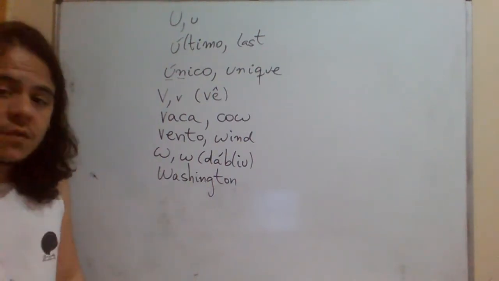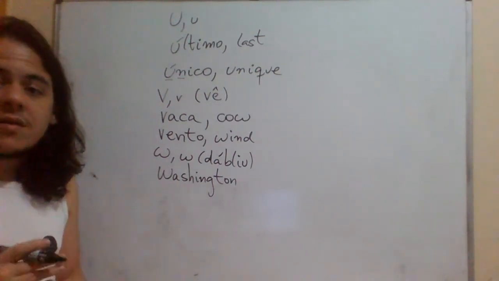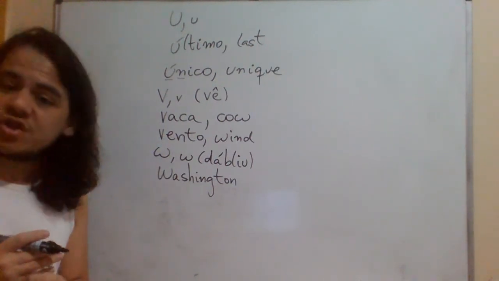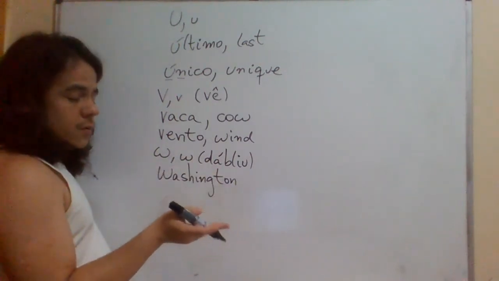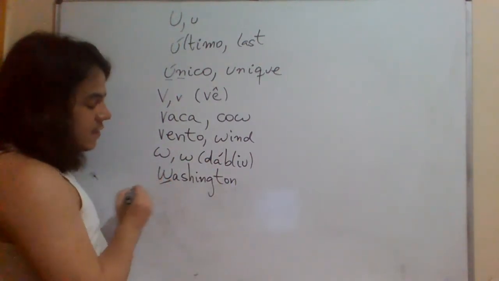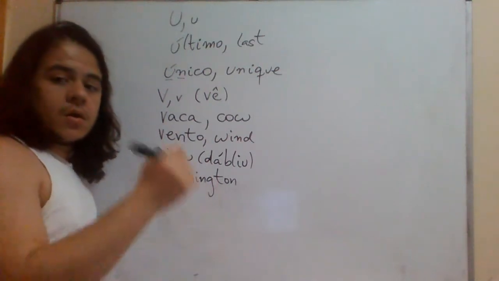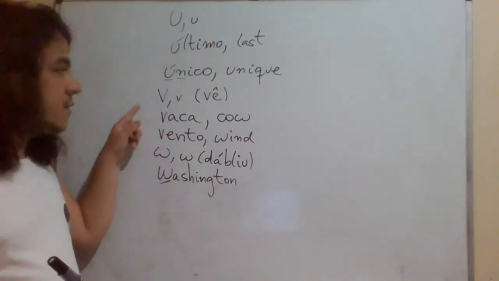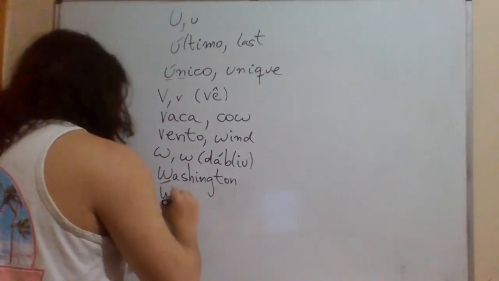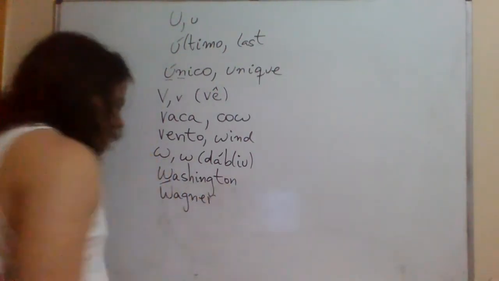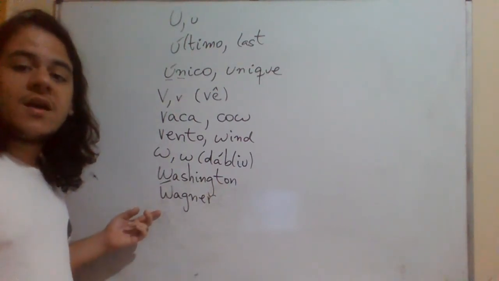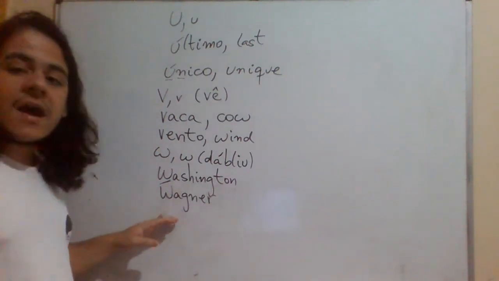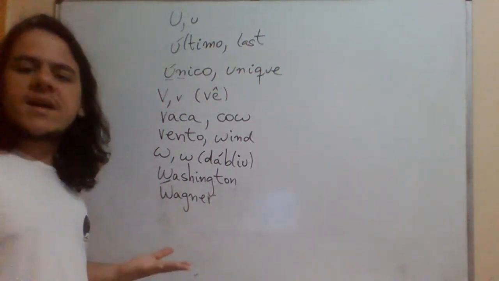Washington is also a name in Brazil. I think people don't know that, but here in Brazil it's a very famous name, Washington. Letra W in Portuguese can have the sound of U, like this, Washington. It can also have the sound of V. For example, we have this name here, Wagner, with the sound of V, like the composer Richard Wagner.